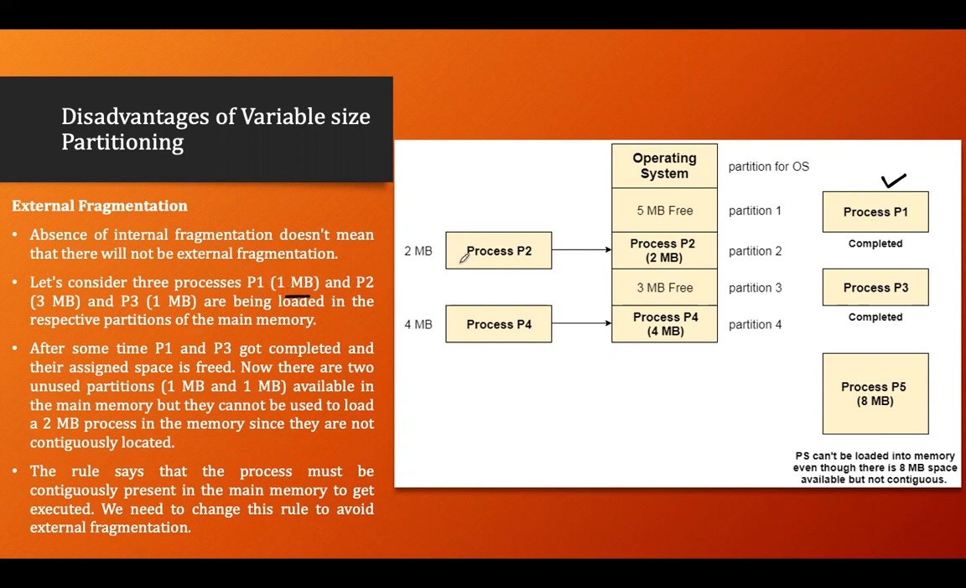P2 is of 2 MB, and P3 is of 1 MB. So it is of 1 MB, this is of 1 MB, and this is of 2 MB. These are being loaded into the respective portions of the main memory.